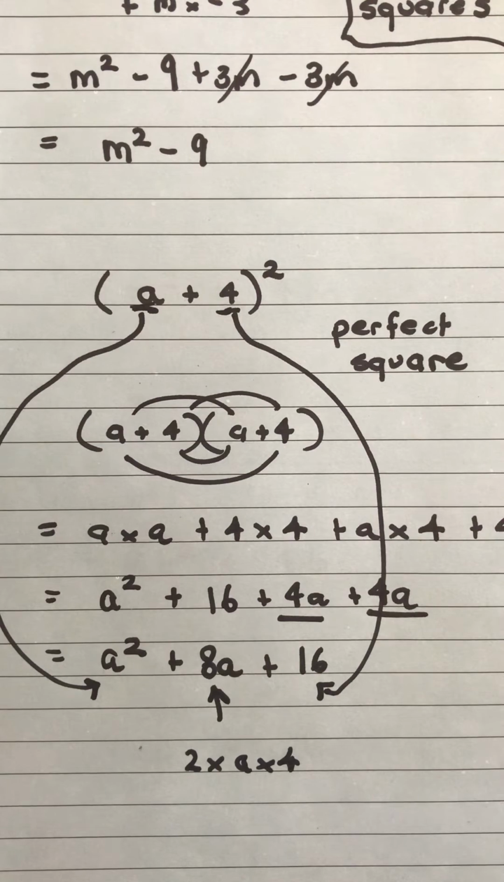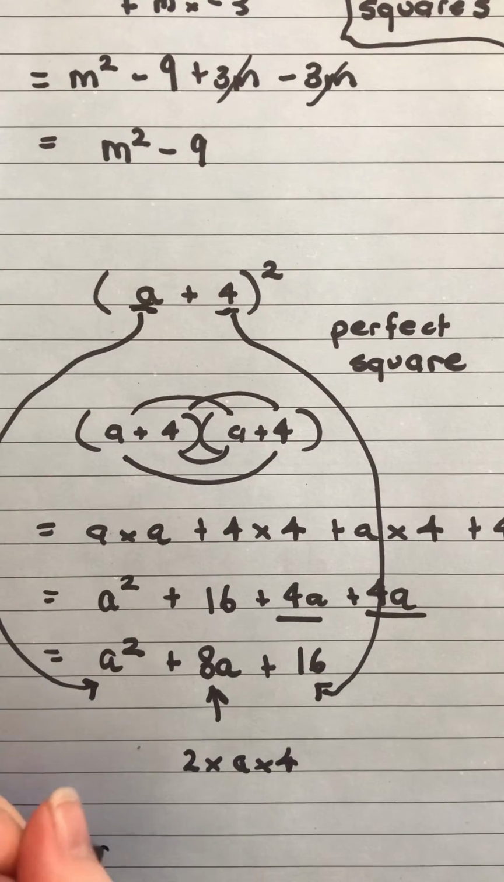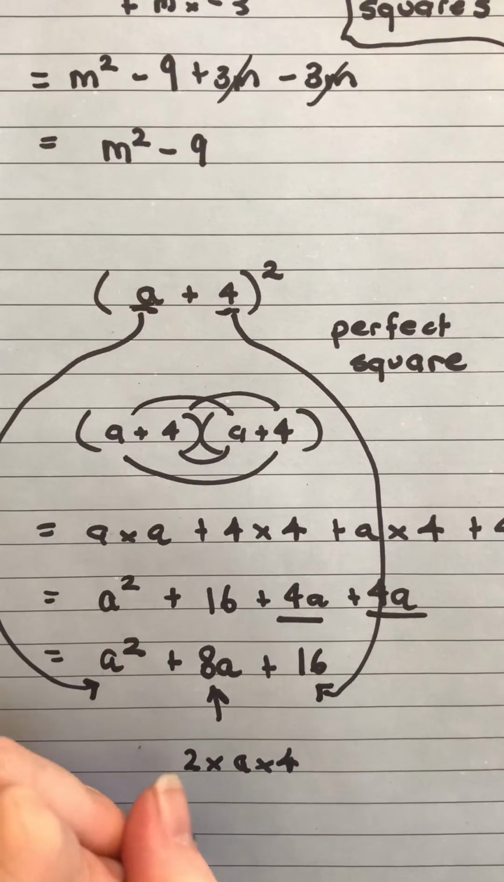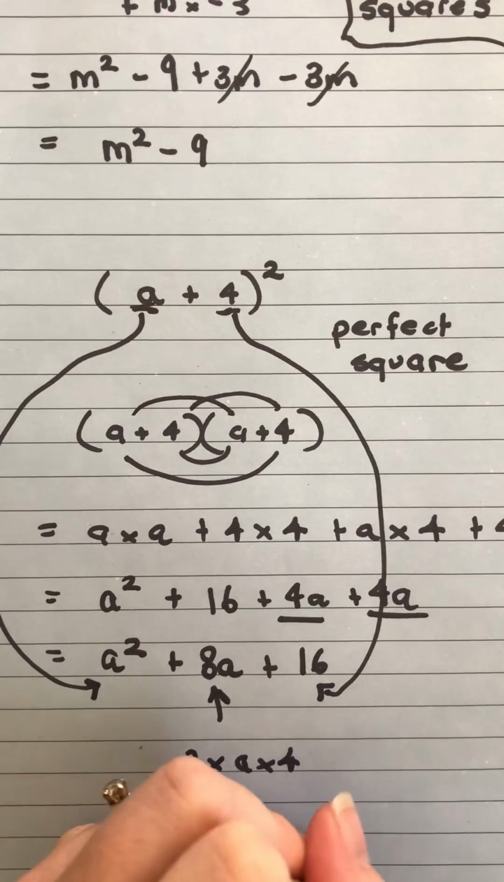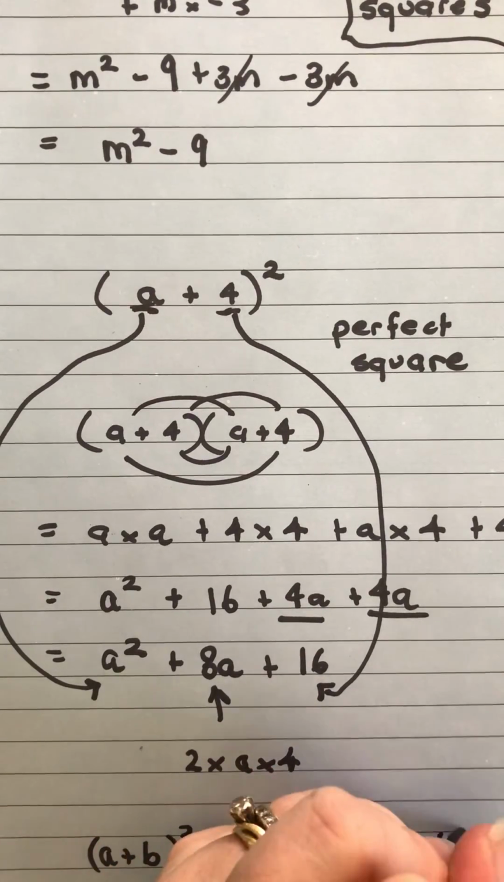So that's our perfect square pattern, which is a plus b all squared is going to give you a squared plus 2ab plus b squared.